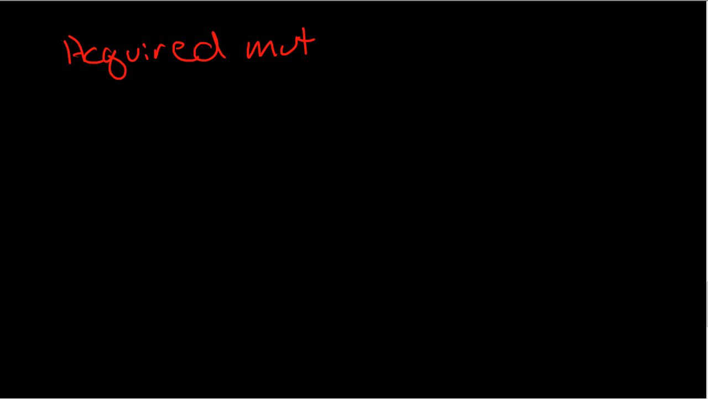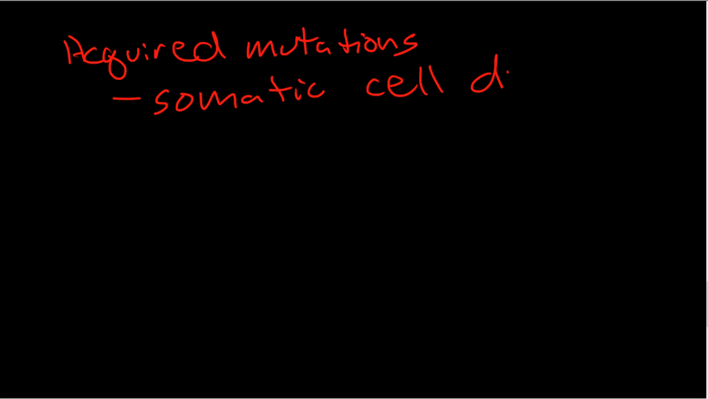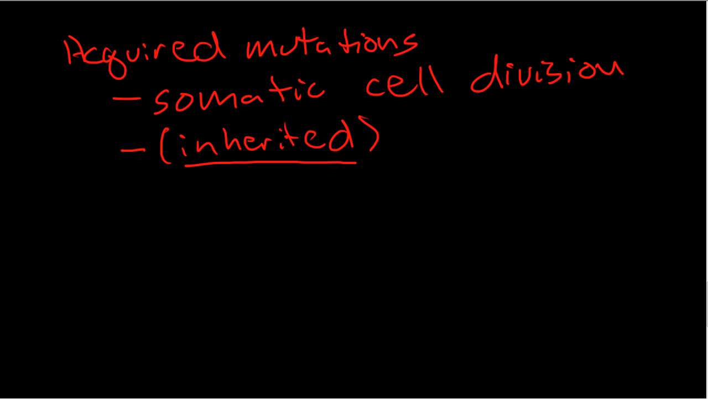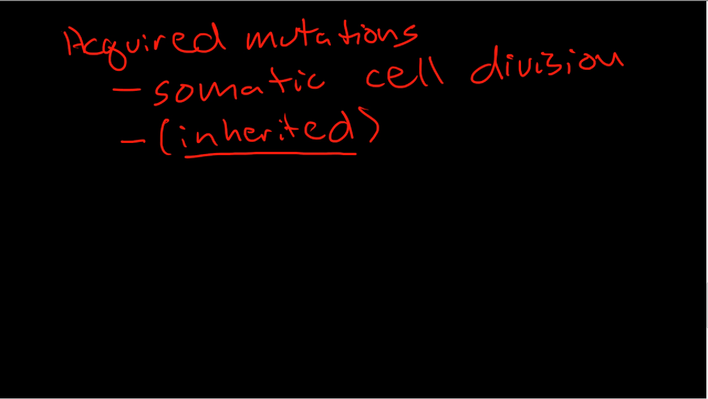That is, mutations that are acquired primarily through somatic cell division. Now, that's not to say that there are some cancers that are inherited. There can be an inherited component. But it's interesting because the inherited component usually just sets people up for more acquired mutations that lead to the actual cancer.